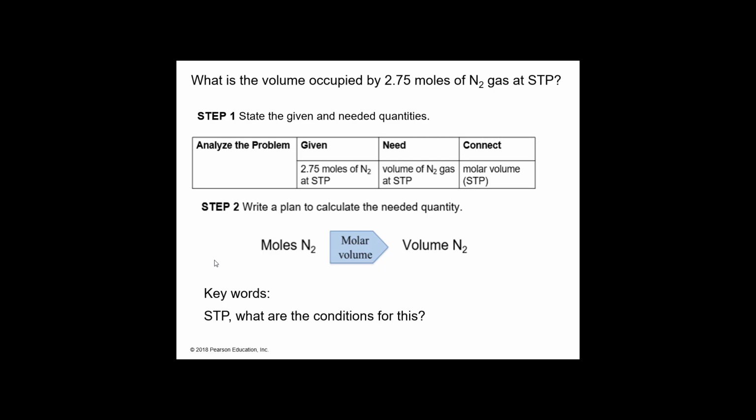STP. Now we have a certain amount of moles, so we know what the conversion is for this, but you can't completely say right off the bat that this is 22.4 liters. For 1 mole, it equals 22.4 liters. However, we are starting out with more than 1 mole, so we're going to have to use that as a conversion. So we're going to go from moles of nitrogen using the molar volume to get the volume of nitrogen.